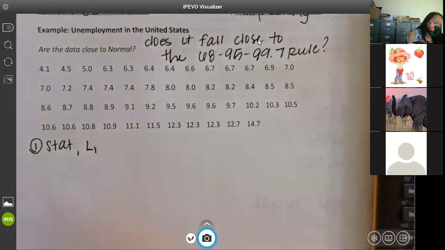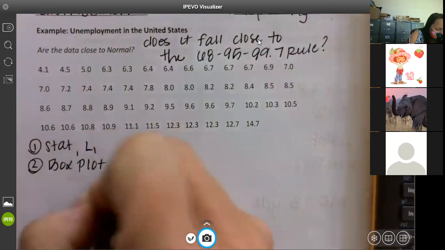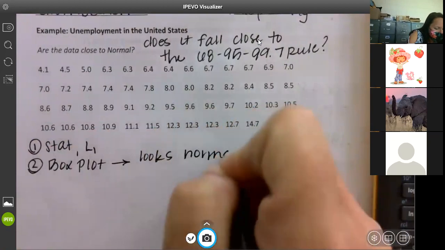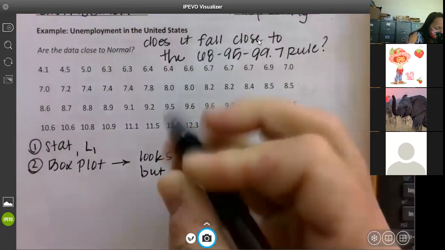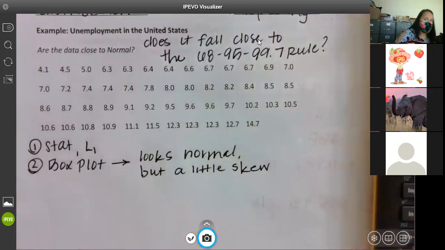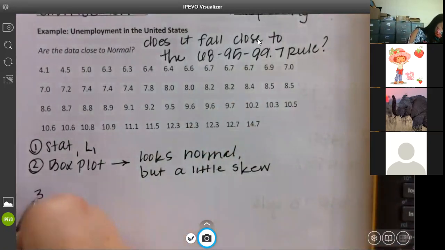All right, so the second thing we did was we made a box plot. And you said, and I'm going to write that down, you said looks normal, but a little skewed. This is how you tell if you're not sure, is it skewed or is it normal? And I'm telling you again, when they do them on the final exam, it's going to be so obvious that you can tell. They don't try to trick you on that part. So the third thing we're going to do is check the rule.